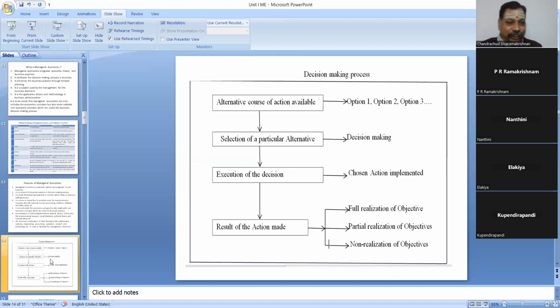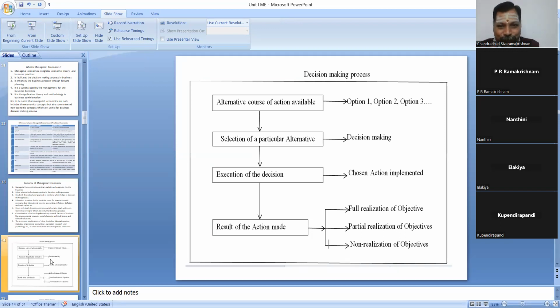Actually, after completing the difference between managerial and traditional economics, the purpose of managerial economics is decision-making. You should know the process of decision-making. Whenever you start a business, there will be a lot of problems and challenges. In each challenge, how you take a decision is the criterion. For that, managerial economics will be more helpful.